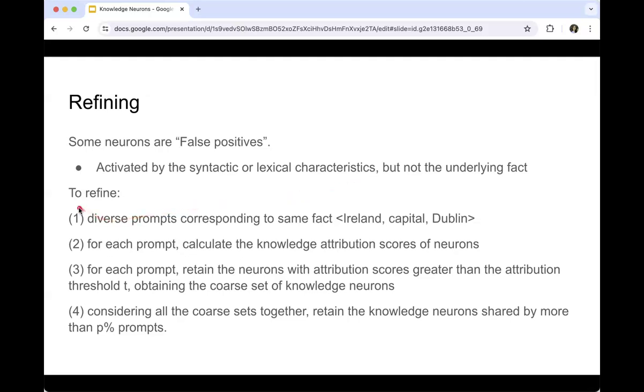So to refine the set of neurons, they use a diverse range of prompts that correspond to the same fact, which in our previous example is the fact that the capital of Ireland is Dublin. For each of these prompts, they calculate a set of knowledge neurons and only keep the neurons that have a high attribution score across different prompts. So the fourth step is to only retain the knowledge neurons shared by more than some p percentage of prompts.